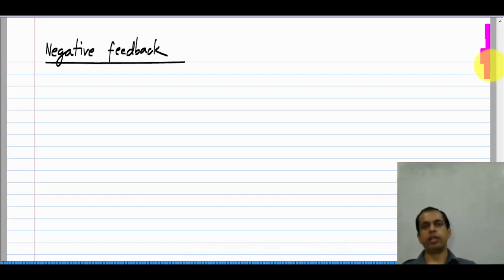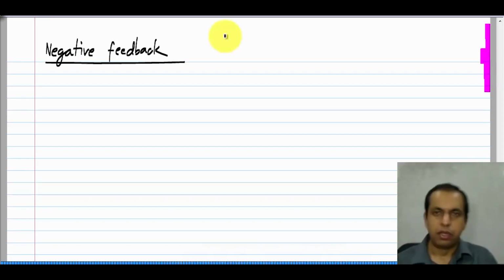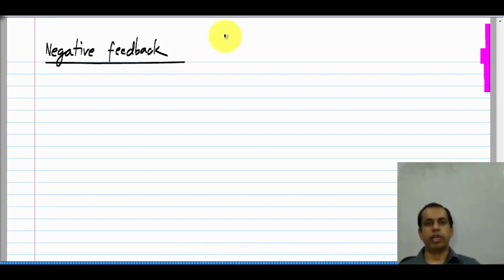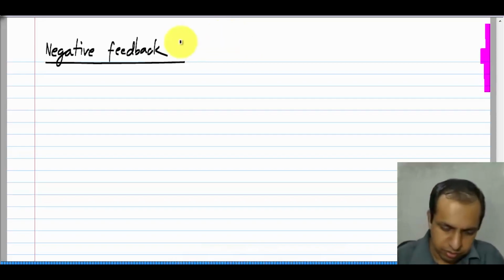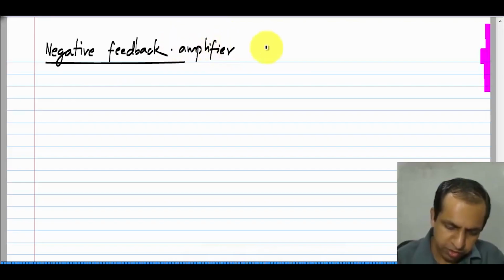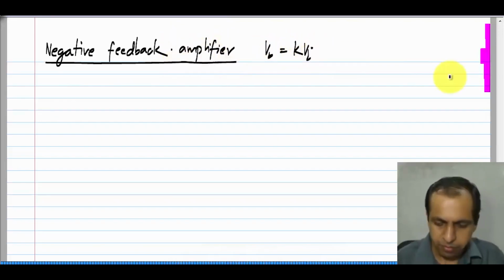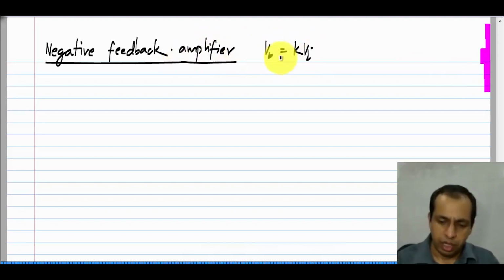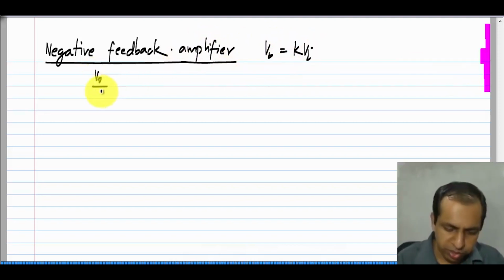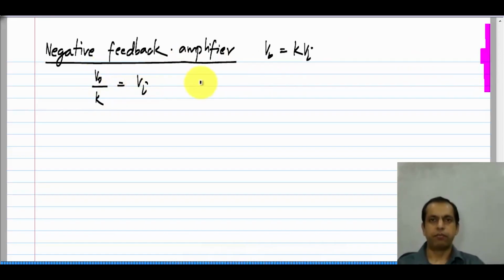Now, it is very clear that if you have feedback, you can set the speed a lot more accurately than if you have an open loop system. That is the motivation for realizing negative feedback systems. Now, in our case, we want to make an amplifier, let us say. So, in my case, I want to make an amplifier using negative feedback. That means that V naught should be equal to k times V I. I will just recast this relationship as V naught by k should be equal to V I.